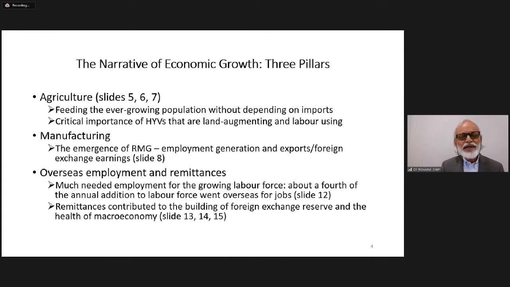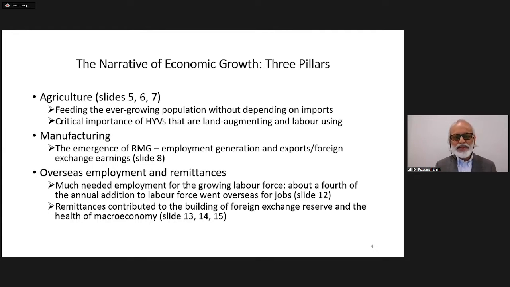And then manufacturing is the second pillar. Within manufacturing, we all know the ready-made garments, but unfortunately, the manufacturing pillar basically has remained confined to one single industry. Although one might say there are many other industries, I will later hopefully try to explain why I say that, basically it has depended on one particular industry.